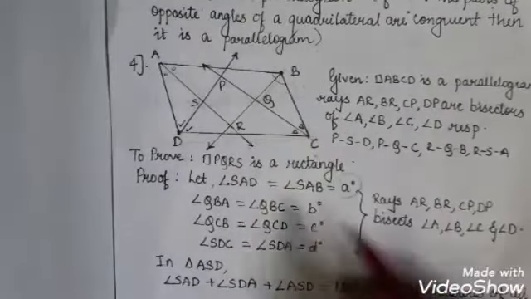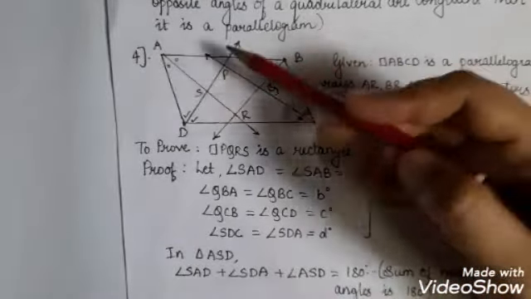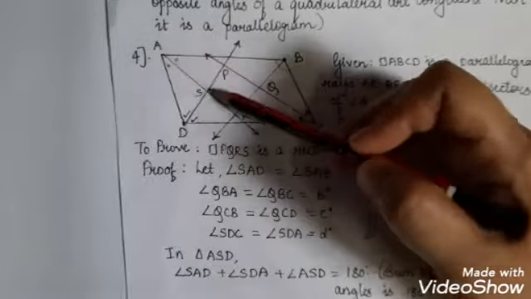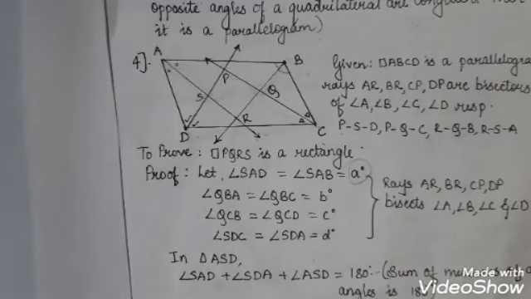And last, angle ADS and angle SDC are each equal to D degrees. Next, I take triangle SAD, only one part of this figure. In triangle SAD, we know the sum of the angles is 180 degrees. So angle SAD plus angle SDA plus angle ASD is equal to 180 degrees.